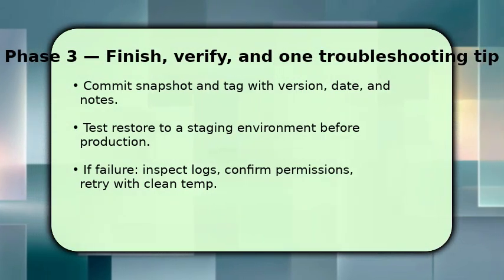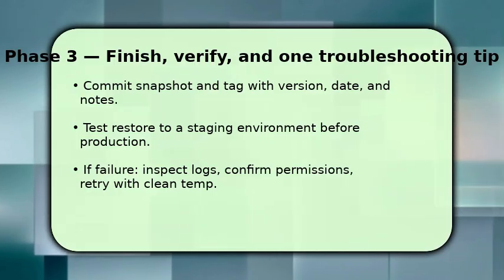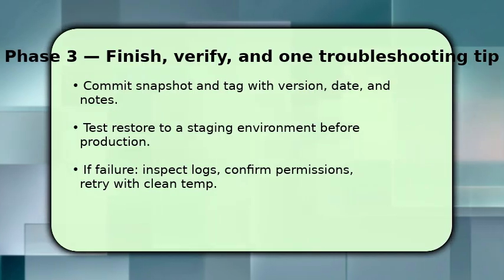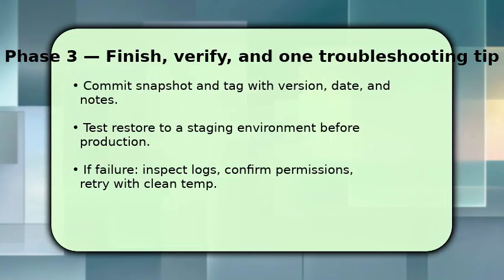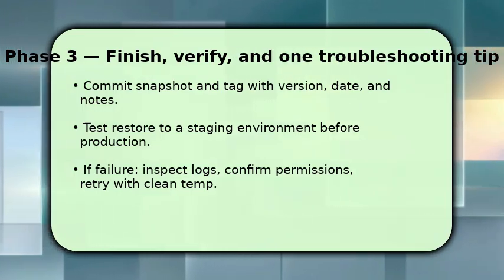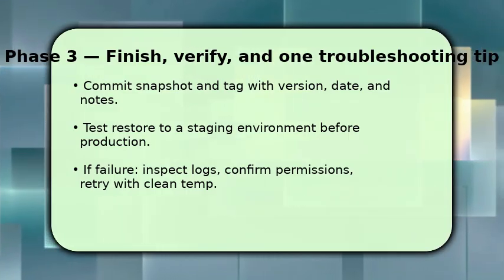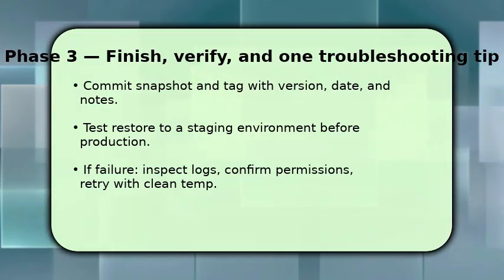colleagues understand the change. Then perform a quick restore to a staging environment to validate integrity and boot behavior before touching production. If anything goes wrong, check logs for I/O errors and confirm permissions on source and target. Common issues are temp directory exhaustion or locked files. If necessary, clear temp space, correct permission bits, and retry the snapshot creation. This resolves.